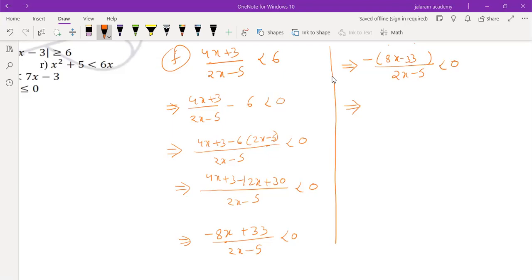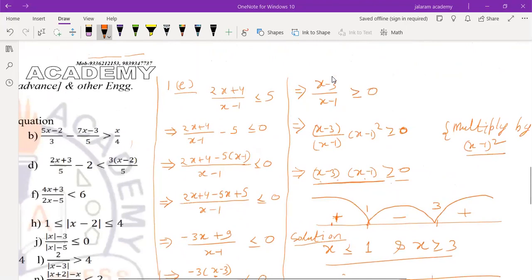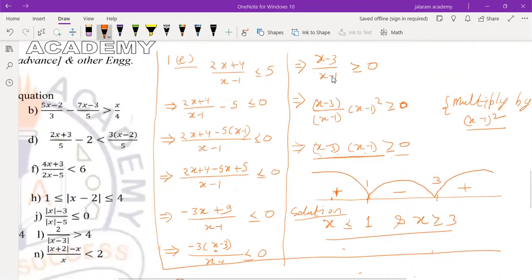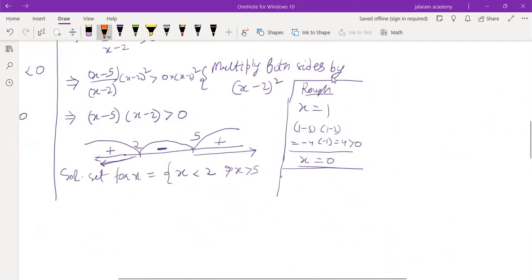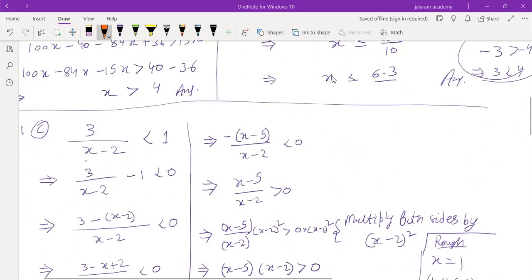So will we simply keep it equal to, 8x minus 33 equals to 0? Equal to is never used in inequality. Look at this. Where is equal to? An inequality of less than or greater than remains the same. In the previous question, look at this step. We have taken minus common from this, and when we multiply by minus, both side inequality is reversed. Is that clear to you?